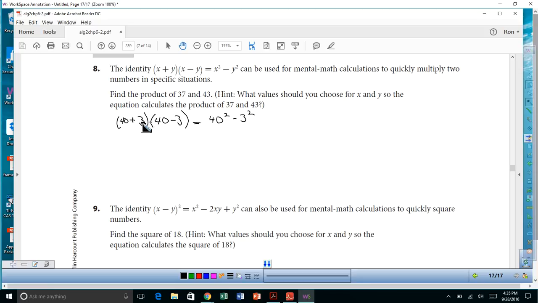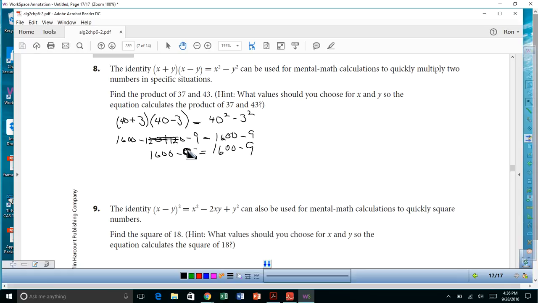All right, so let's do this. 40 times 40, that's going to be 1,600, right? That's first. And then 40 times negative 3 is going to be minus 120. 3 times 40 is going to be plus 120. And then 3 times negative 3 is going to be minus 9. Okay, now 40 squared, that's going to be 1,600 minus 9. So minus 120 plus 120 is going to cancel out, and we end up with 1,600 minus 9.